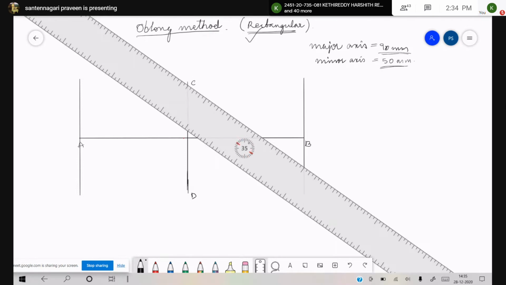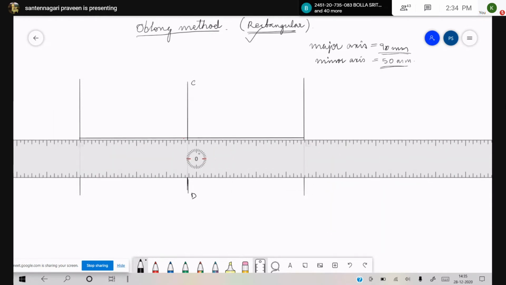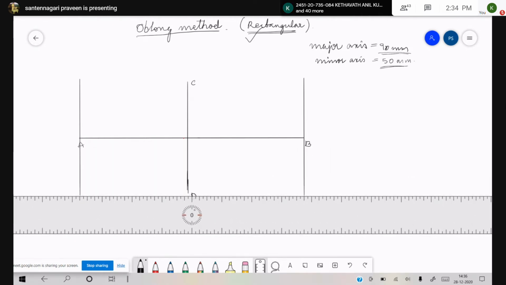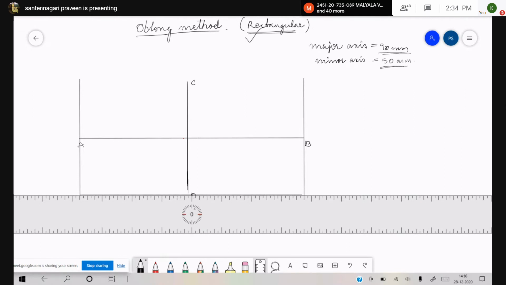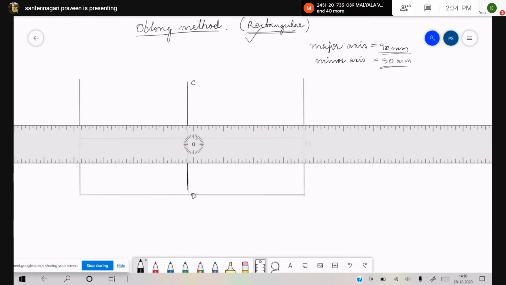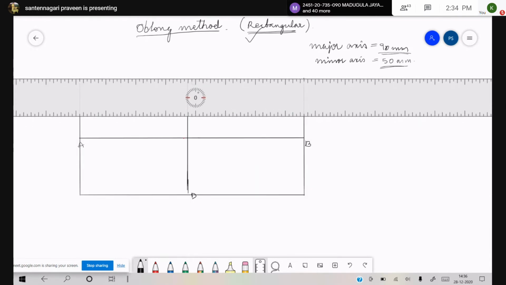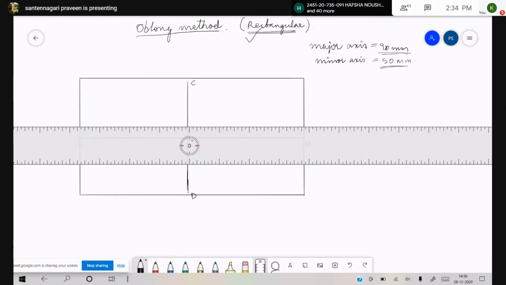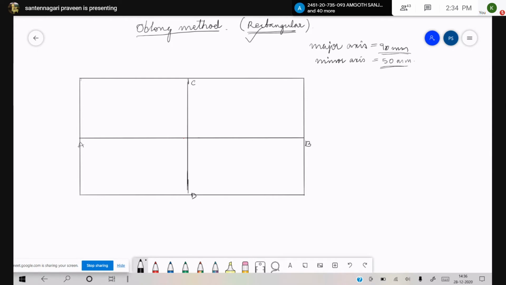Now, tilt your scale. What is the major axis? Major axis is of 90 mm. So with the same distance of 90 mm, or simply you can join both the ends, it becomes 90 mm almost. So this is your 90 mm and this is your another 90 mm. So this is how I have constructed a rectangle around my major axis and minor axis.